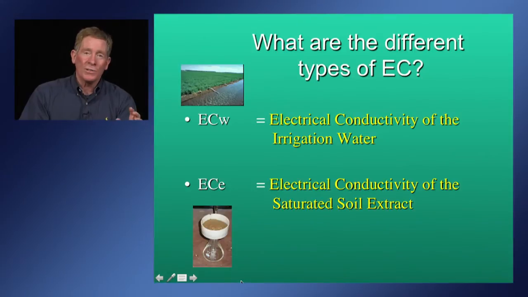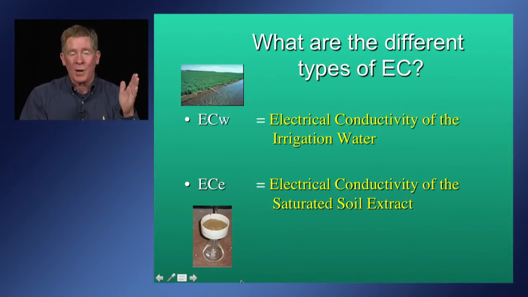Now, it's also important to talk about the different types of salinity. Electrical conductivity can be that of the irrigation water, or electrical conductivity can be that of the saturated soil paste. Electrical conductivity is the term we use to describe salinity because there's a direct relationship between electrical conductivity and the total concentration of salts in the solution. But what is important to talk about is the relationship between that of the irrigation water and that of the saturated soil extract.